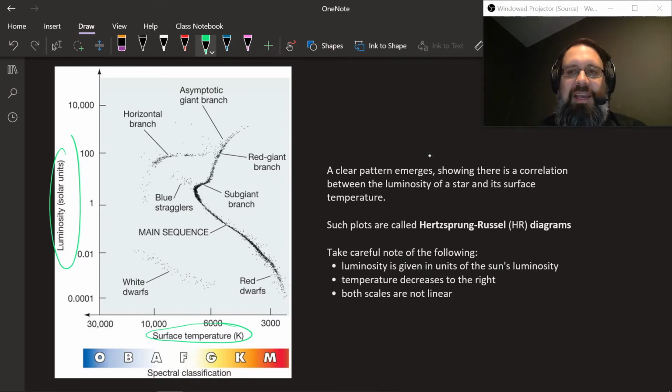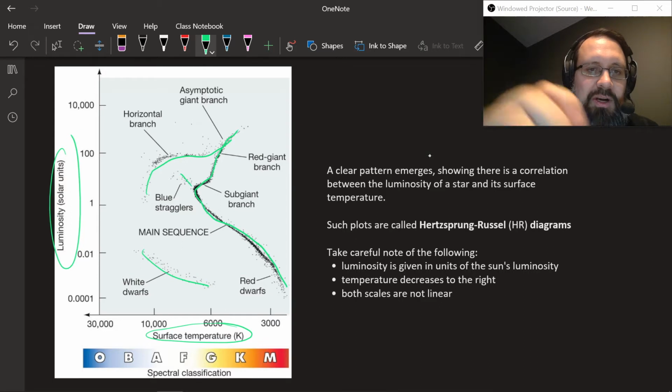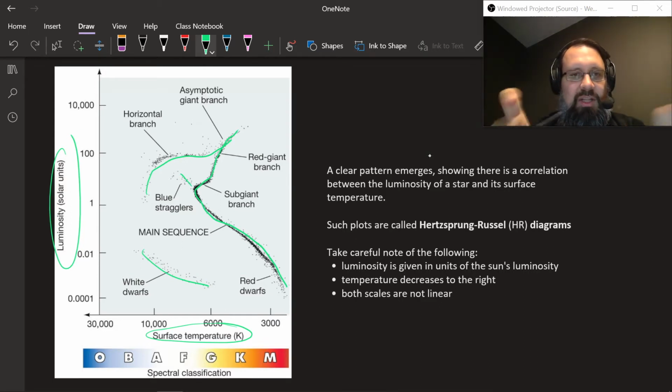So OBAFGKM. This is called a Hertzsprung-Russell diagram. And so you notice that the stars just can't be anywhere. There are actually these groupings of where the stars appear to be. There are these clusters within this diagram.